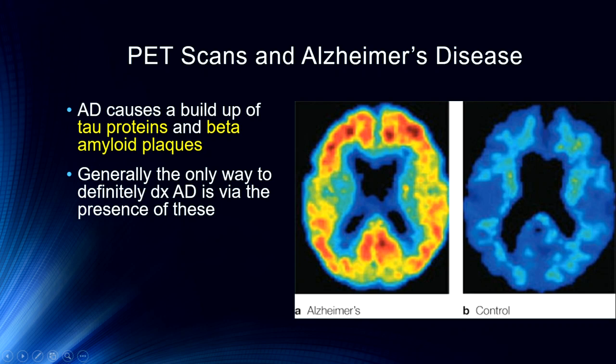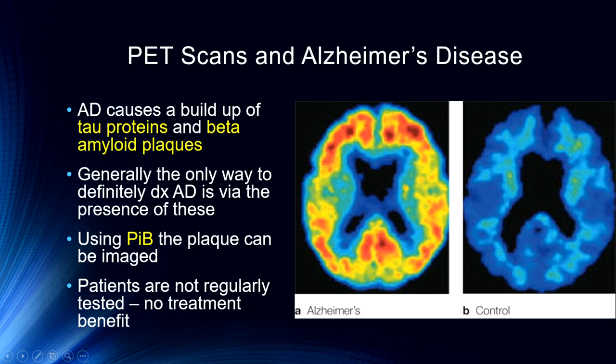And so we can actually image these using what's called PIB, which stands for Pittsburgh compound B, I believe, is where the PIB comes from. I kept wanting to call it PIG when I was writing this lecture. But using this particular radioligand developed in Pittsburgh, that plaque can be imaged. Now, we don't generally do this in patients. This is actually only used in research settings.